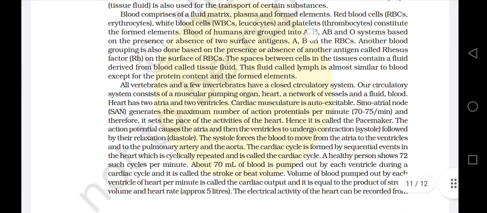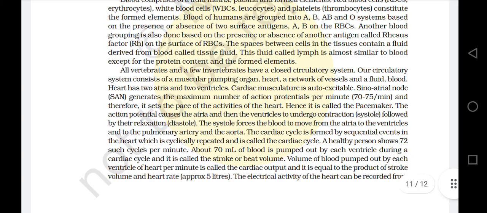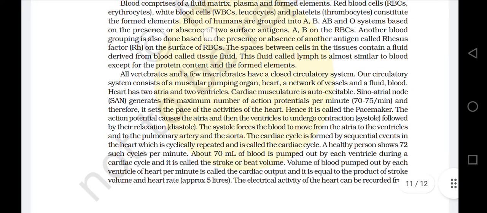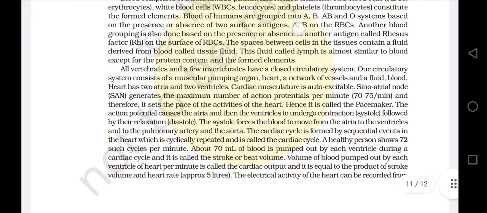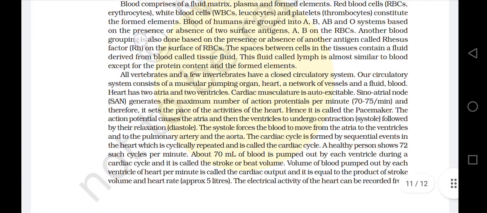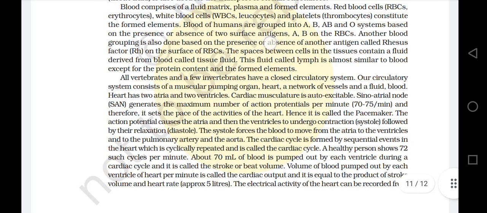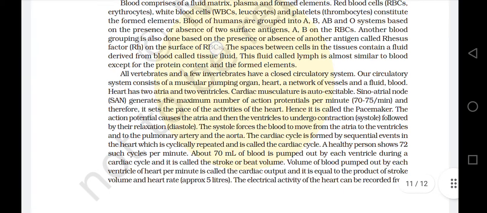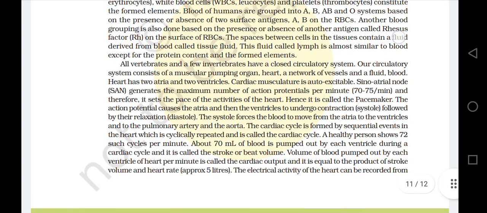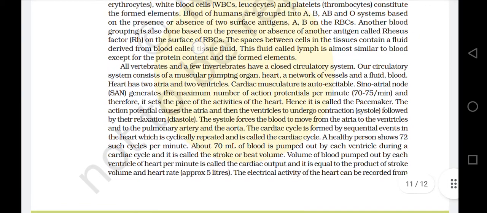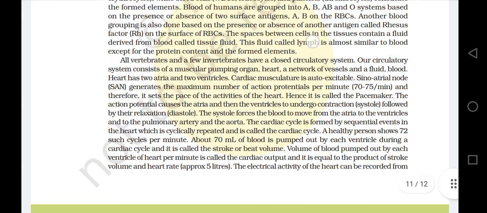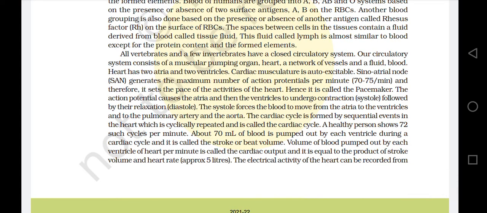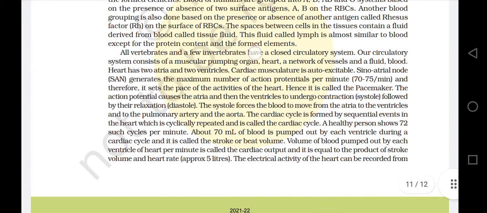Blood of humans is grouped into A, B, AB, and O systems based on the presence or absence of two surface antigens, A and B, on the RBCs. Another blood grouping is also done based on the presence or absence of another antigen called rhesus factor on the surface of RBCs. The spaces between cells in the tissues contain a fluid derived from the blood called tissue fluid. This fluid, called lymph, is also almost similar to blood except for the protein content and the formed elements. All vertebrates and a few invertebrates have a closed circulatory system.